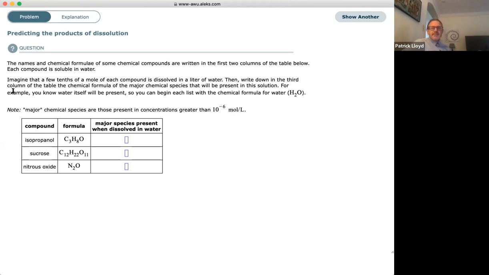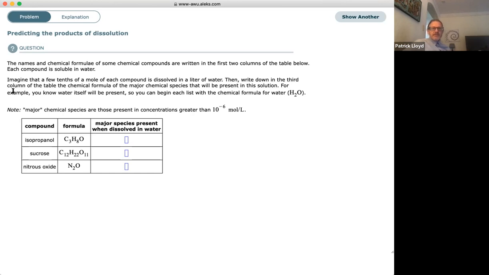The names and chemical formula of some chemical compounds are written in the first two columns of the table below. Each compound is soluble in water. Imagine that a few tenths of a mole of each compound is dissolved in a liter of water. Then write down in the third column of the table the chemical formula of the major chemical species that will be present in this solution.